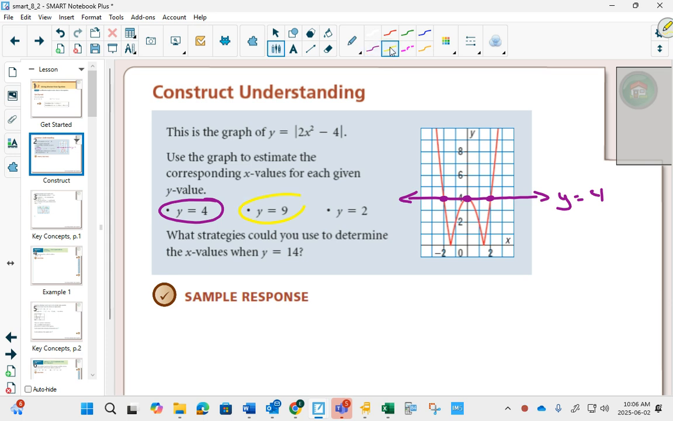In bright yellow, y equals 9. That would be right up here. It looks like there's 2 places where it hits the graph at y equals 9. I'd estimate that to be -2.6 and +2.6. I'm not sure exactly, but I'm just looking at my graph, what my x values would be there.